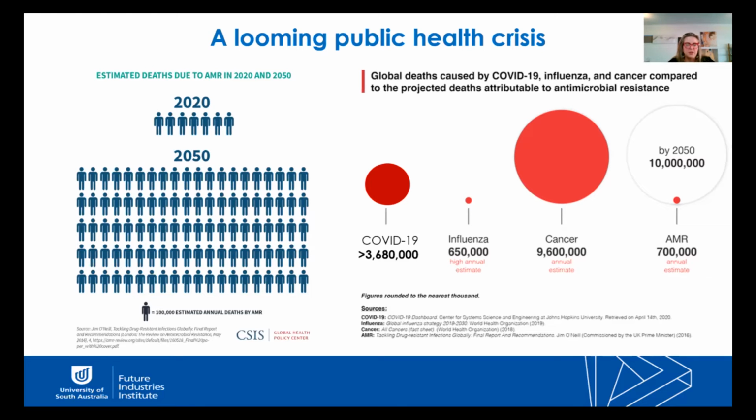Without action, it's estimated that in 2050, 10 million lives a year and a cumulative $100 trillion will be lost to antimicrobial resistance deaths. If you compare with what's happening at the moment with the coronavirus, today we are slightly above 3,680,000 deaths, and AMR will produce 10 million deaths in 1 year.